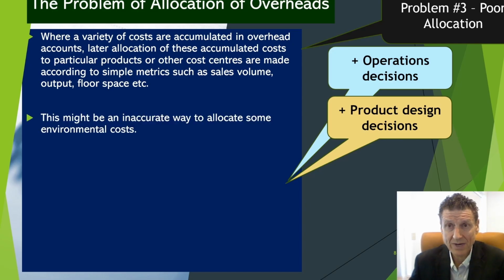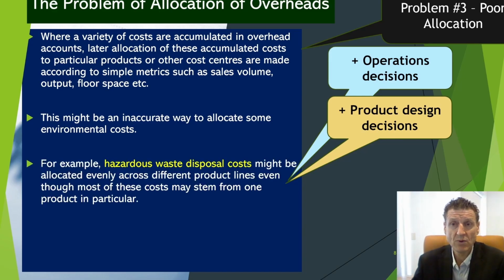This might be an inaccurate way to allocate some environmental costs. For example, hazardous waste disposal costs might be allocated evenly across different product lines, even though most of these costs may stem from one product in particular. And so we need to have a more accurate allocation, because it may be product C that is creating more waste than product A and B. So it doesn't make sense to just divide the waste cost by 3 and split it across 3 products.